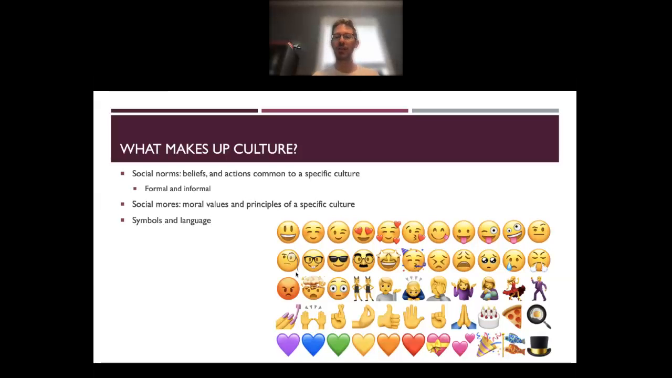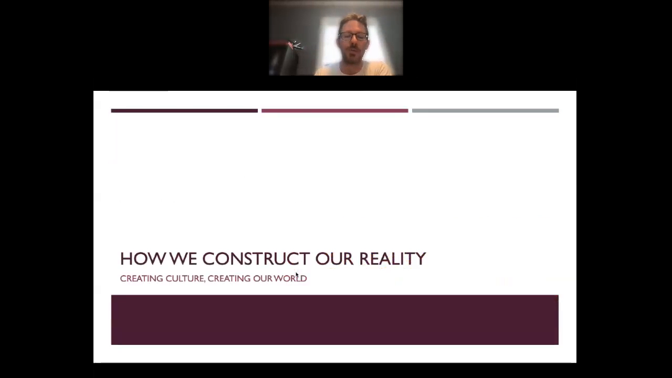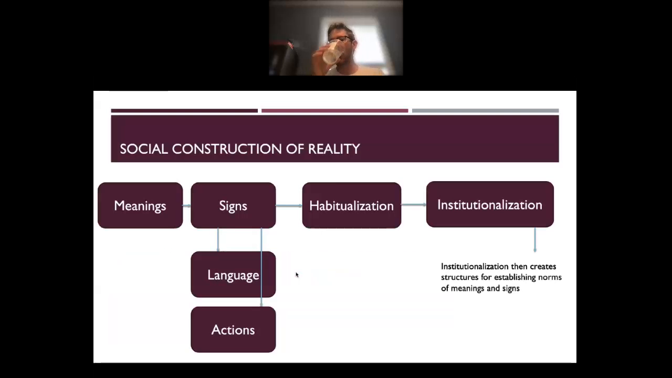So, for example, we have emojis today. Also, we'll go into this in the next section on social construction, but even our language is a symbol. Our actions are all symbols. The clothes we wear are symbols. So everything has a meaning behind it. So let's get into that. How is our world constructed? How is society influencing our reality?